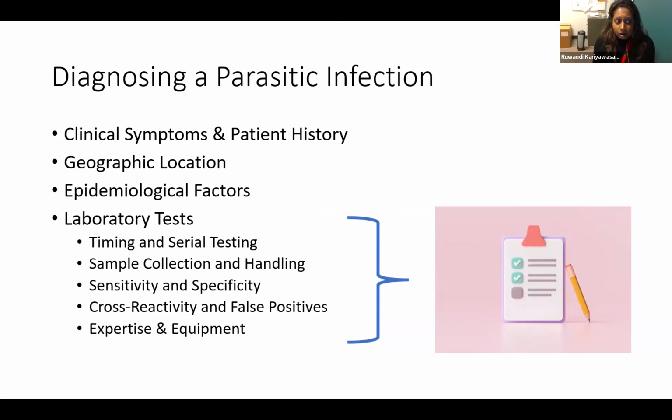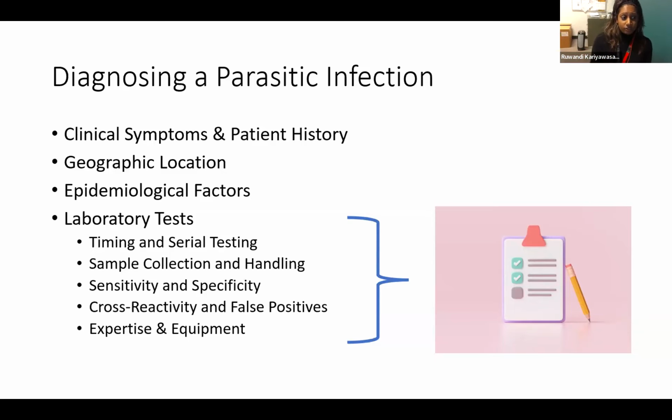So the symptom onset, patient history, geographical location, epidemiological factors. So what do you think the parasitic infection the patient is presenting with has? But thinking about it from a lab perspective, what's really important is ensuring that the sample you are collecting will be of the utmost value when you're trying to diagnose the infection. So performing serial testing and getting the timing right, which we'll talk about, like parasite life cycles and how that plays into being able to capture that sample at the right time.